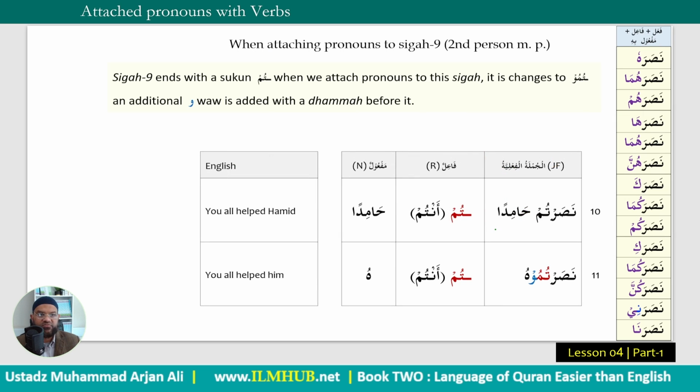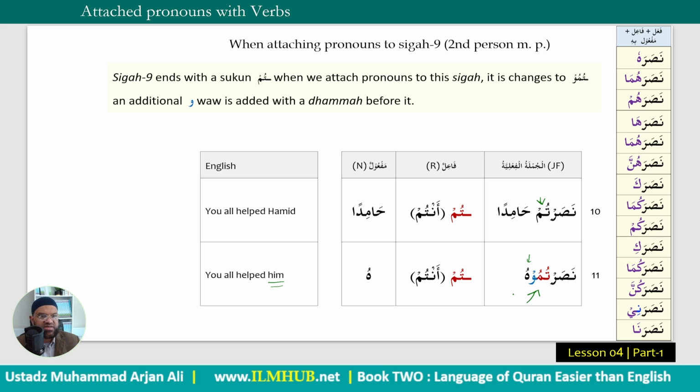Next is the tum version. Nasartum. Now again, you note that this has got a sukoon. When we add the attached pronoun, we have you all helped Hamid. Nasartum Hamidan. Very easy. But if I want to say you helped him, then I have to put the ha at the end. Here an extra waw is added. Nasartumuhu. You all helped him.